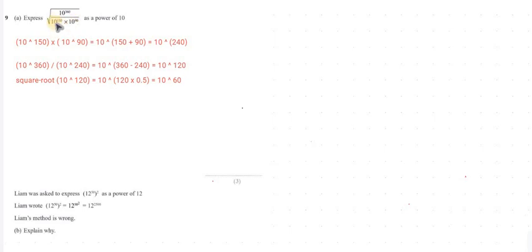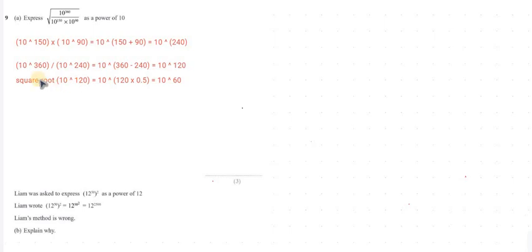So, if you're multiplying two things that have the same base, which is 10 and 10, laws of indices states you just add the powers. So that'll be 10 to the power of 150 plus 90. That bottom part, the denominator simplified, is 10 to the power of 240. Now, that'll be 10 to the power of 360 divided by 10 to the power of 240. Laws of indices state, if you're dividing with the same base, you subtract the powers. So that's 360 minus 240. That's 10 to the power of 120.